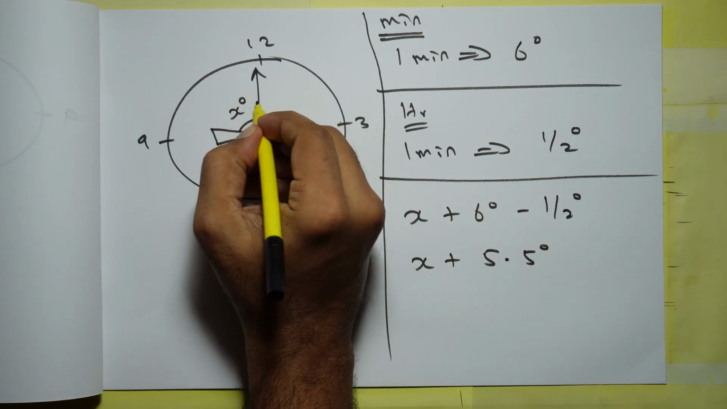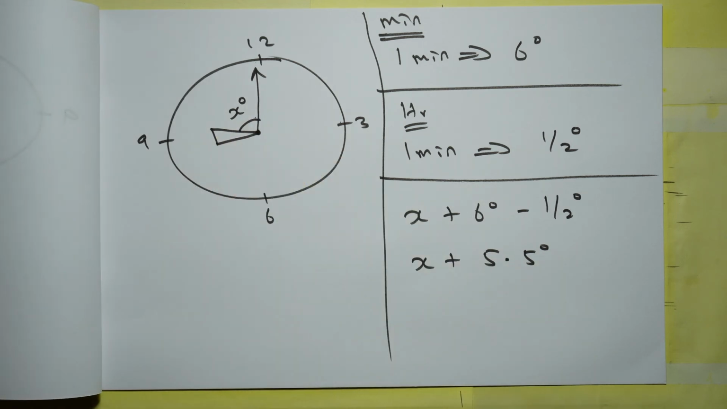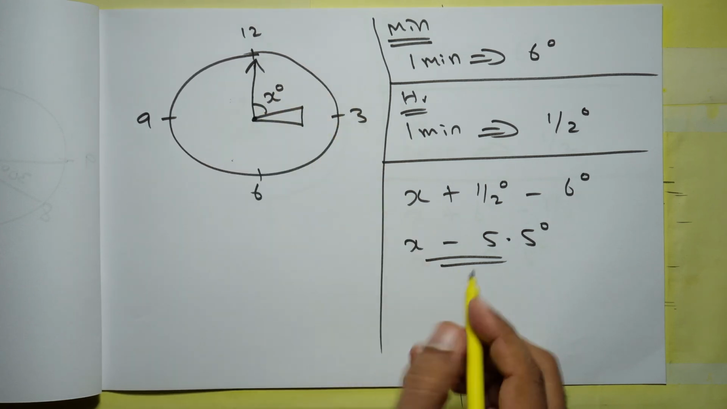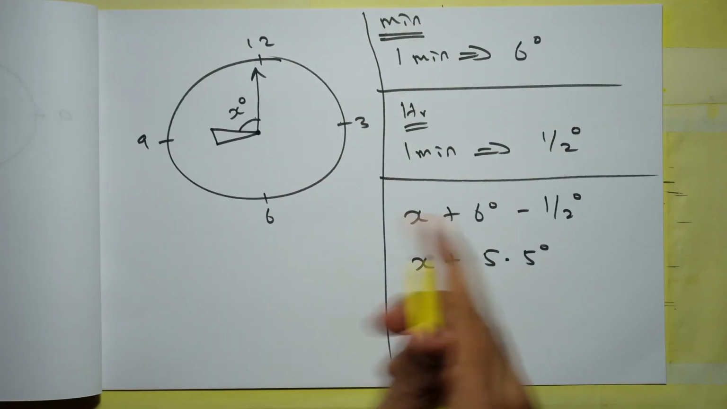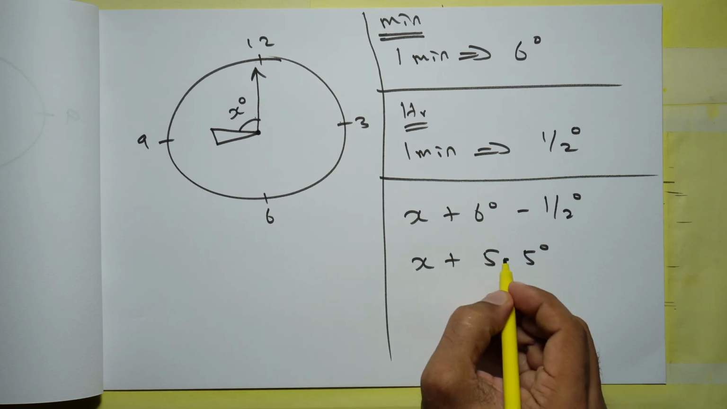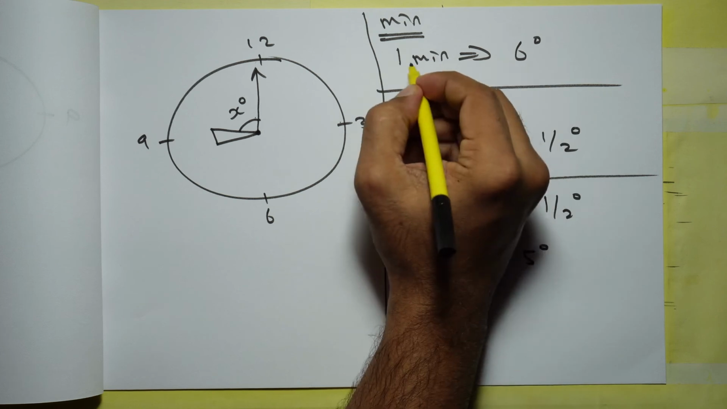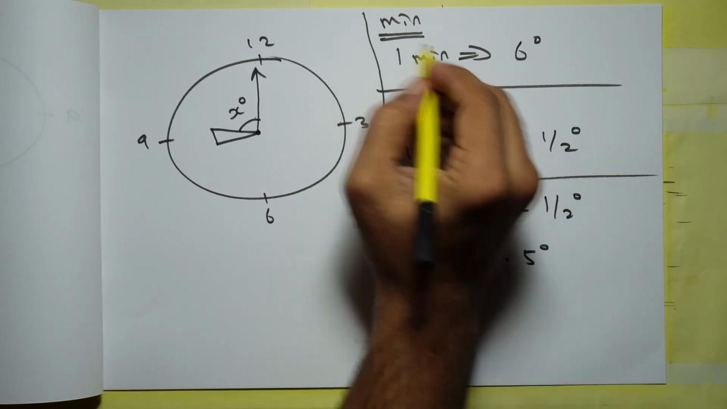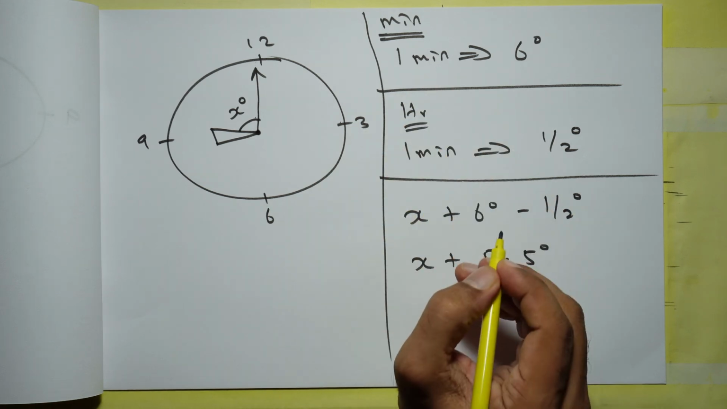If the minute hand is in front of the hour hand, then the angle will be increasing. If the minute hand is behind the hour hand, as in the previous case, then the angle will be decreasing. So maybe decreasing or maybe increasing, but the angle between the hour hand and minute hand continuously changes by 5.5 degrees. Also, you should know that the minute hand moves 6 degrees every minute, and the hour hand moves half a degree every minute. And never assume that the minute hand or hour hand is stationary. They are both continuously moving. So let's proceed with the questions now.